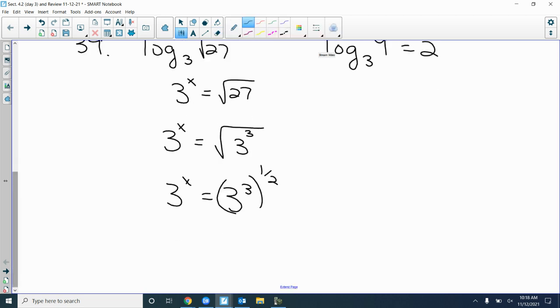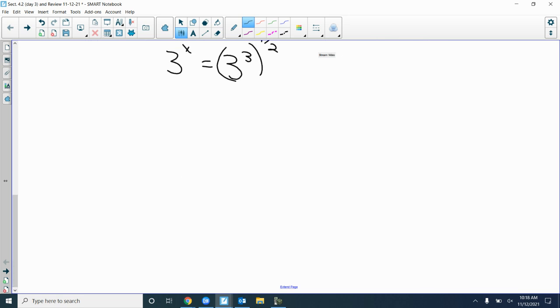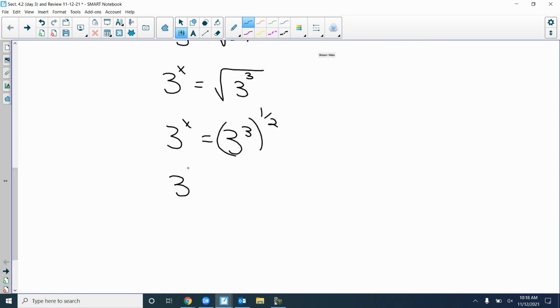And so we basically want to get this as 3 to a power equals 3 to a power. Then this is where all our little rules come into play. We still got to know them. What do we do? Power to a power? Multiply them. So 3 times 1/2 is 3/2. So once you get this, you can say x equals 3/2. All right, x equals 3/2.